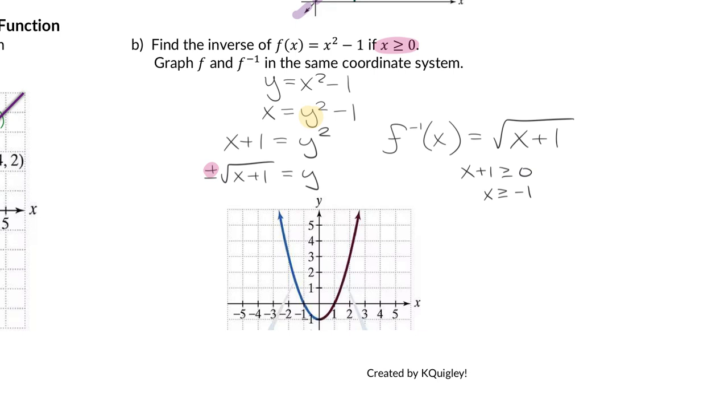From -1 to infinity. So if this was a problem on your homework, you'd select the option that had a domain restriction that x is greater than or equal to -1. But what we want to do is we want to graph this function.